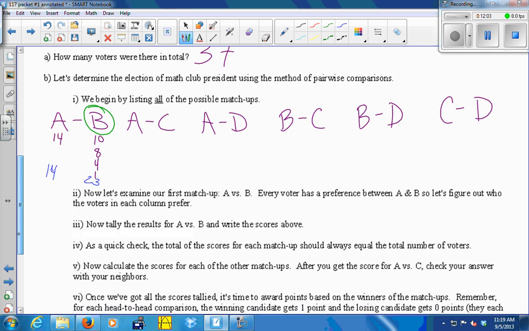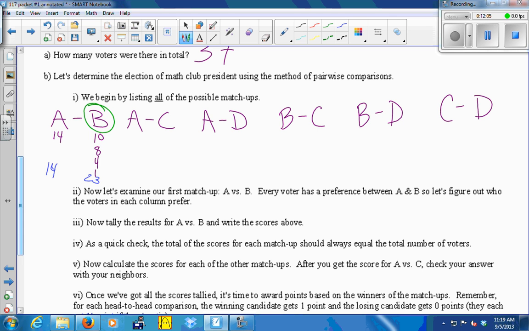So now we want to calculate the scores for each of the other matchups. So I want you to do this in your groups. Do the matchups for AC, AD, BC, BD, and CD. Check with each other as you go. Make sure you got it right.